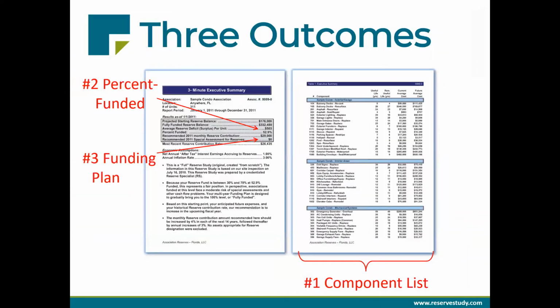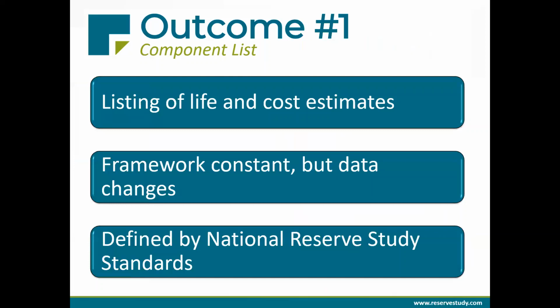Okay, there are 3 outcomes to a reserve study. We'll go through these one at a time. The first outcome, the first thing you get from a reserve study, is the basic building blocks. It's the component list. So I've been using the word component a little bit here and there, and I want to just define what we mean by that.